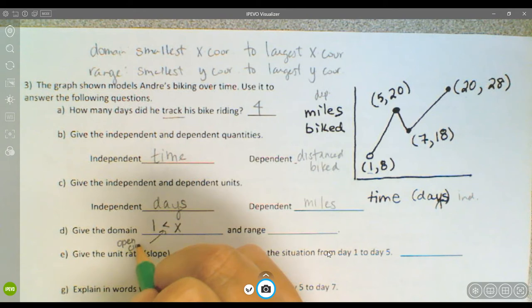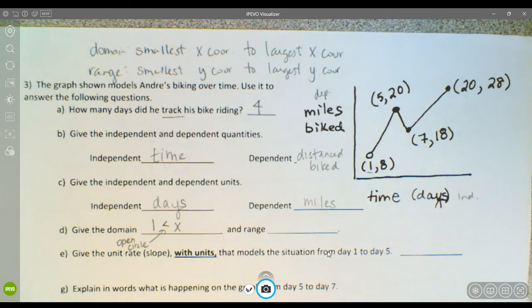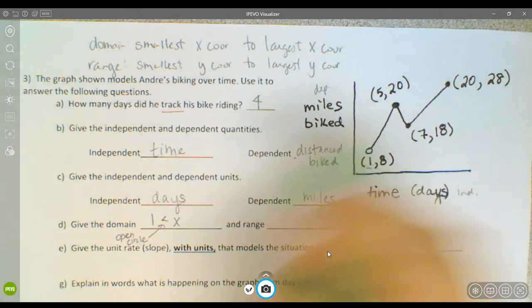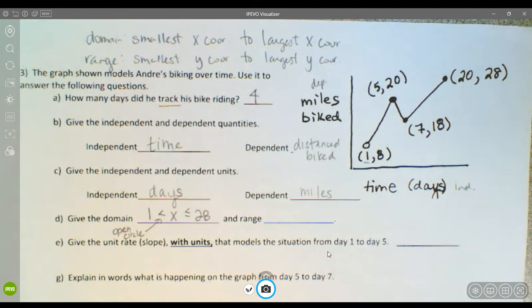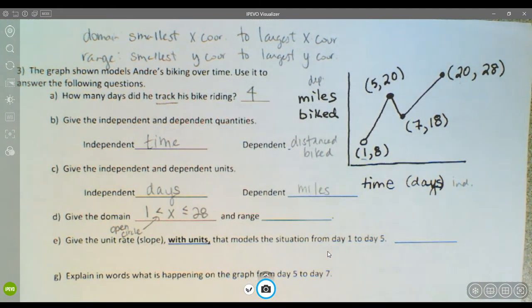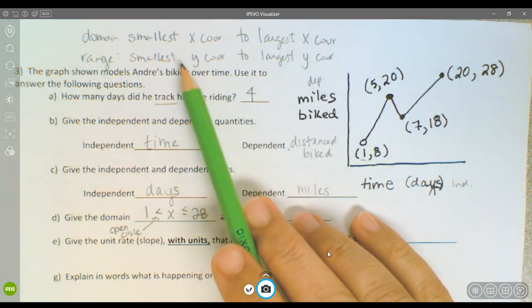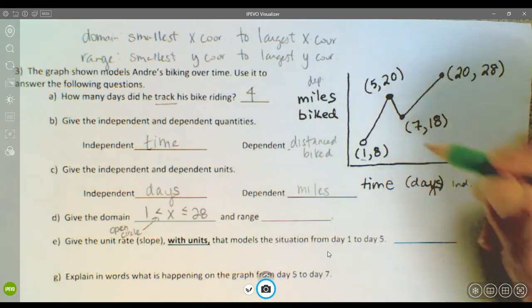This open circle tells me that it's strictly less than. And then we are less than or equal to 20. So I'm guessing with this guy, he didn't say, all right, it's day 1, let me start tracking. He waited maybe a little bit after he started riding. I don't know. My range, it is my smallest y coordinate to my largest y coordinate.